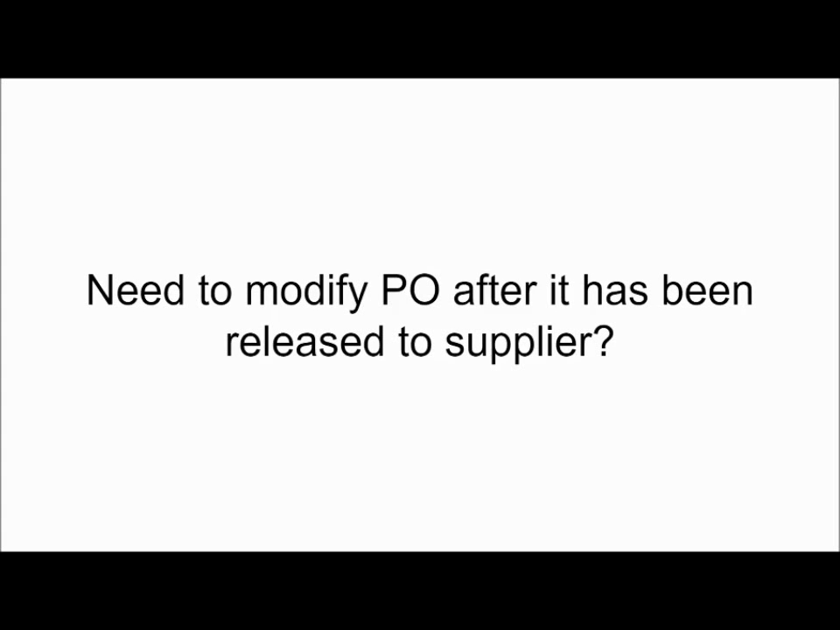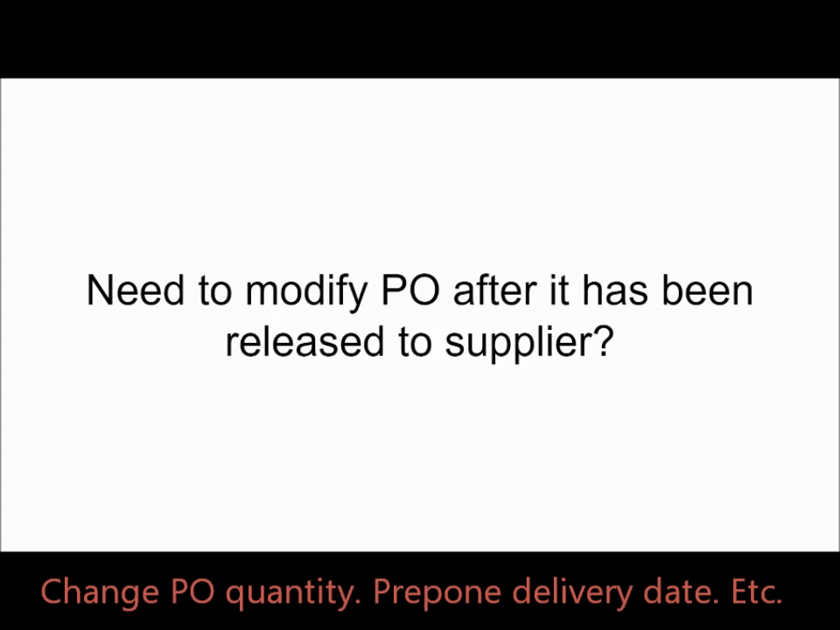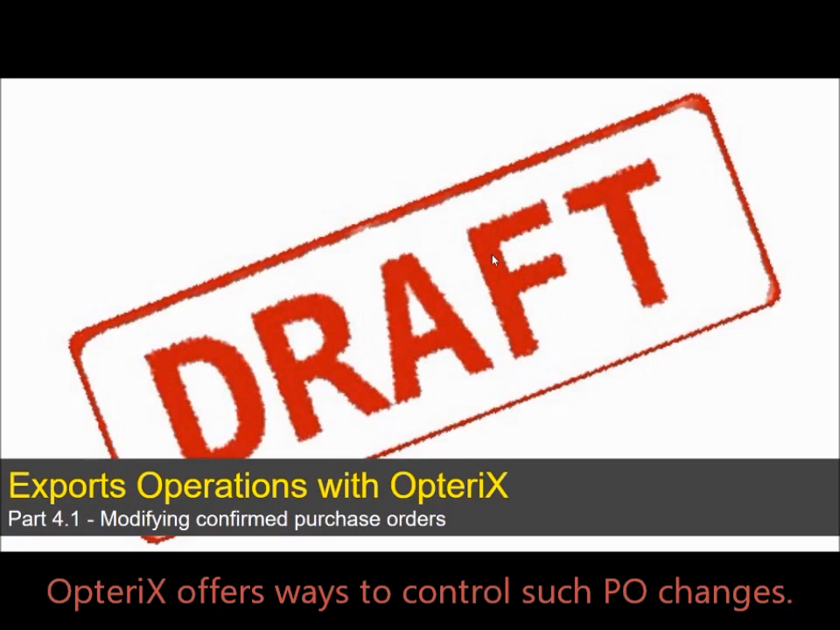Do you sometimes need to modify a purchase order after it has been released to a supplier? Maybe you want to change the quantity, change the delivery date, and so on. Let's see how this is done on the OpteriX workflow automation platform.